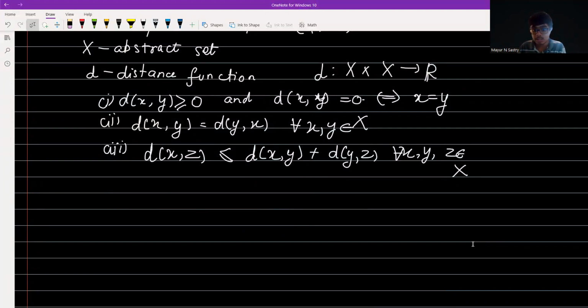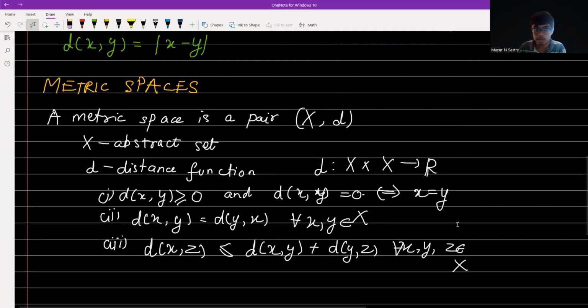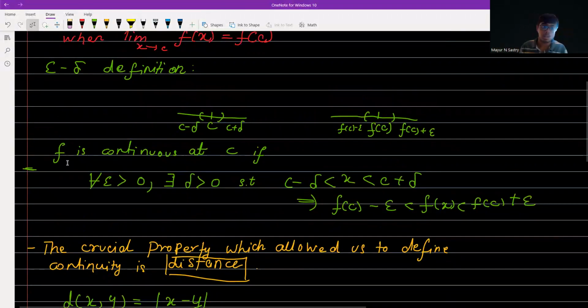How? Let's recall how we define continuity for real numbers. We said that f is continuous at c if for all epsilon greater than 0, there exists delta greater than 0, such that whenever x is between c minus delta and c plus delta, remember that another way of saying it is that mod x minus c is lesser than delta. That implies that f of x is between f of c minus epsilon and f of c plus epsilon, which is the same as saying that the distance between f of x and f of c is lesser than epsilon.